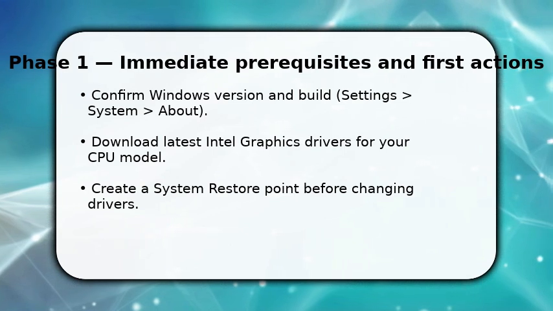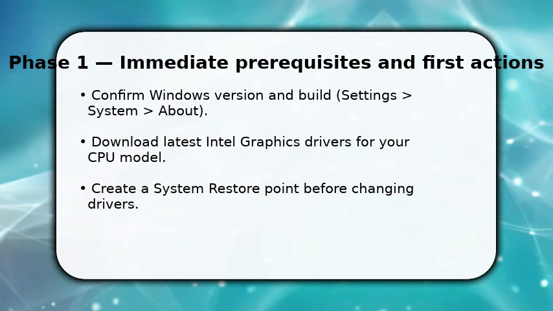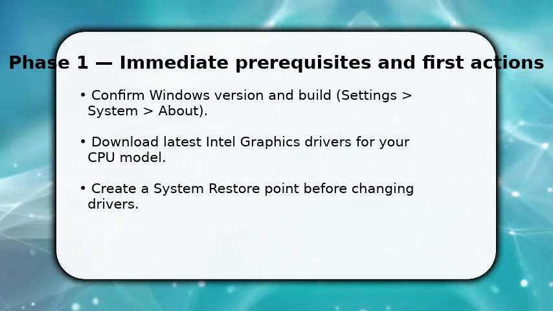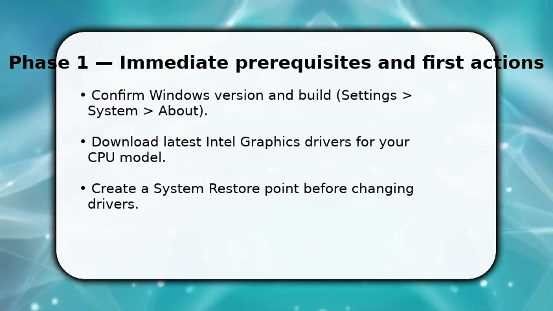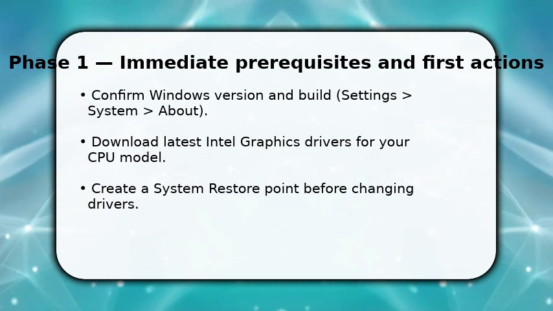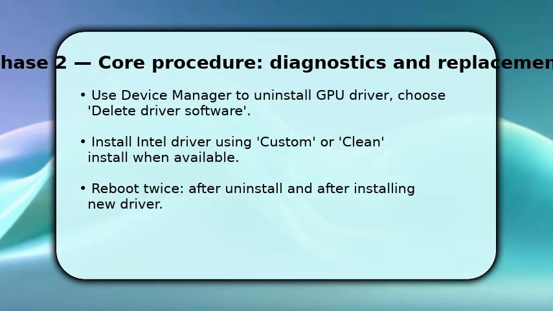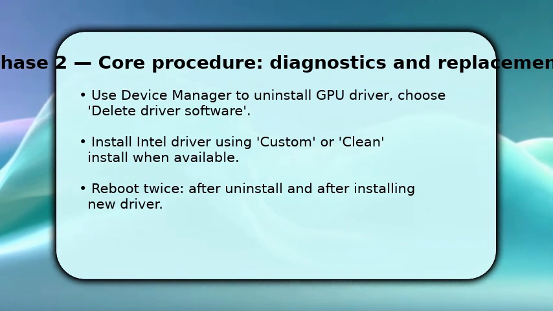You do these first steps to reduce risk, because driver mismatches or missing prerequisites are the most common reasons the Intel control panel disappears. Now you uninstall the existing GPU driver via Device Manager and choose Delete Driver Software. This removes corrupted packages. After uninstall, reboot once to clear driver caches.